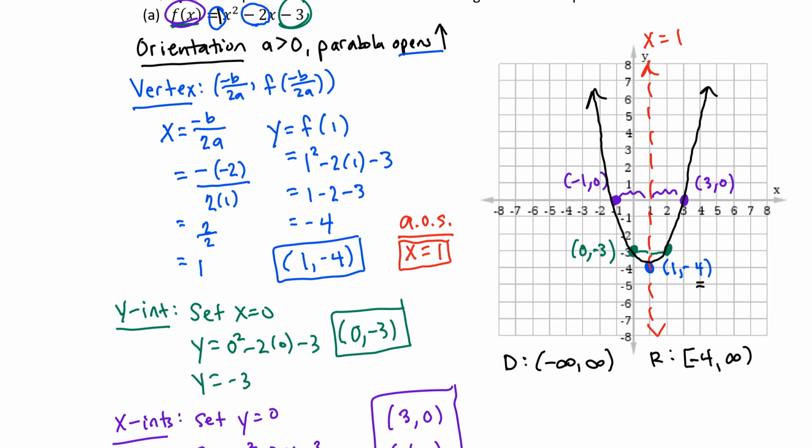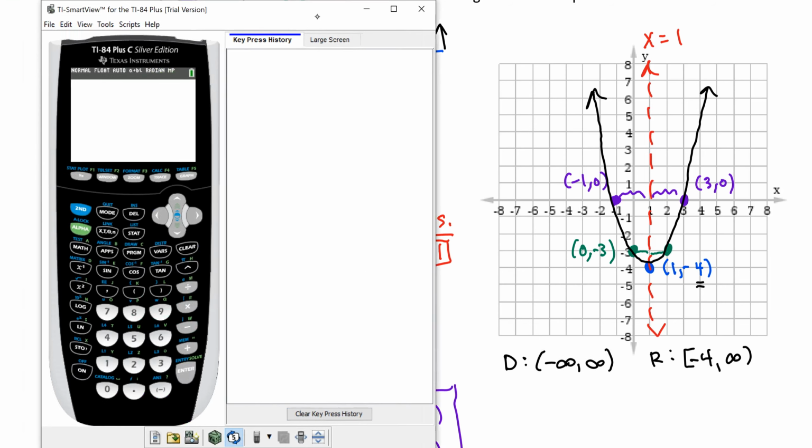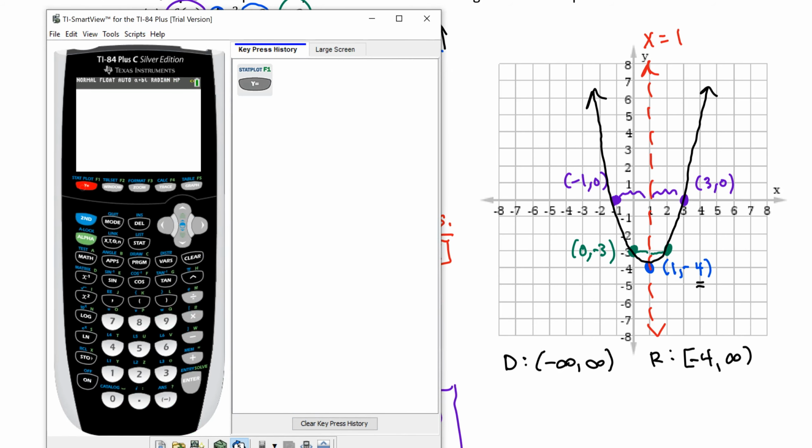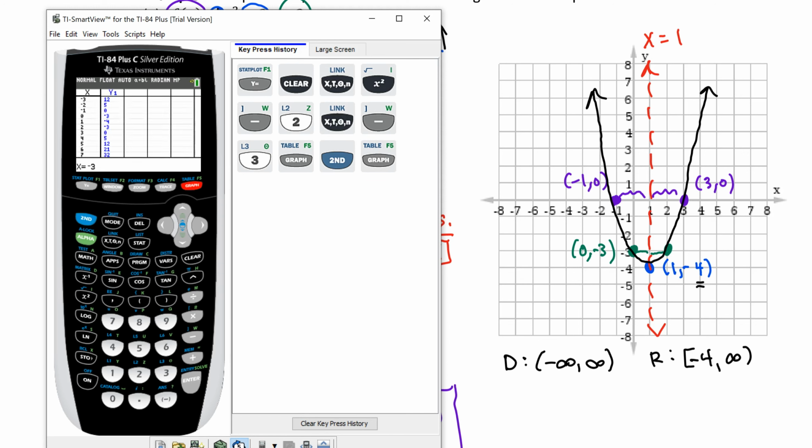Now, the best news about graphing functions is we can always verify with our calculator. So if I go to y equals and type in the original function, x squared minus 2x minus 3, and graph the parabola, we not only will be able to see the shape of our parabola, but we can check the points as well. If I press second and then table, I'm going to be able to verify our points.